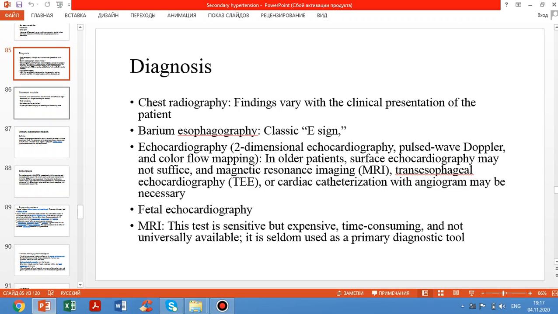Fetal echocardiography, MRI. This test is sensitive but expensive, time-consuming, and not universally available. It is seldom used as a primary diagnostic tool.